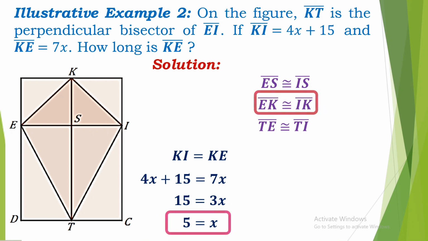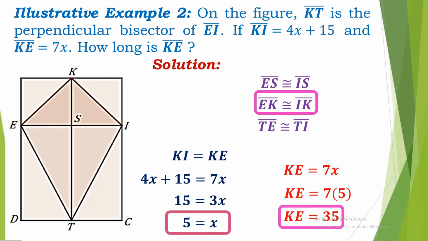So if x equals 5, how long is segment KE? Awesome! We have KE equals 7x. So by substitution, it's 7 times 5. Therefore, we have 35. So KE measures 35 units.